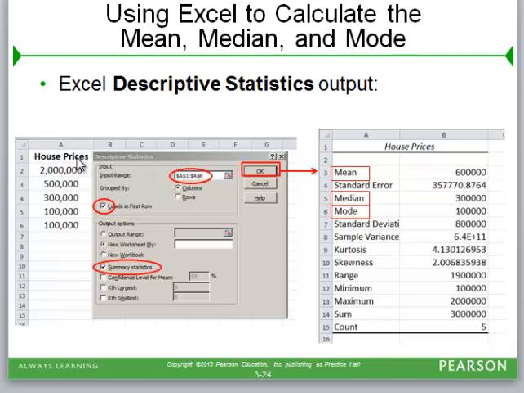If you did not include the house prices cell, then you don't need to click Labels in first row. Then click New Worksheet and Summary Statistics, then click OK. You will get this. This is a summary of your output. So you get the mean, median, and the mode.